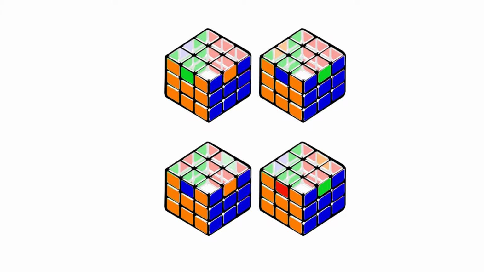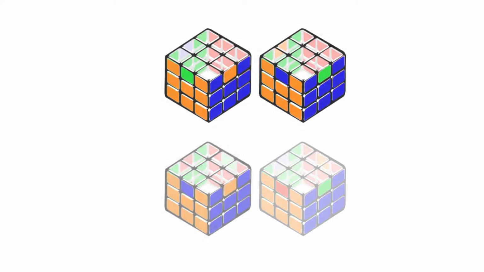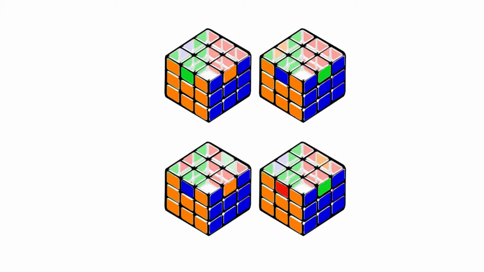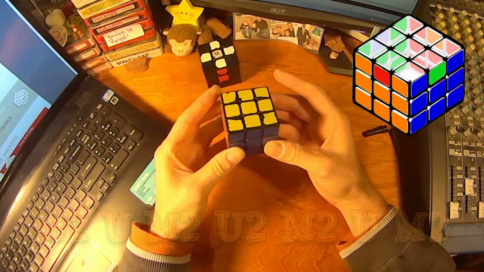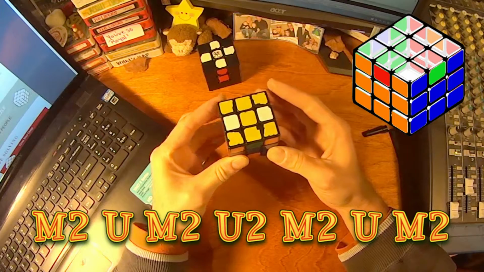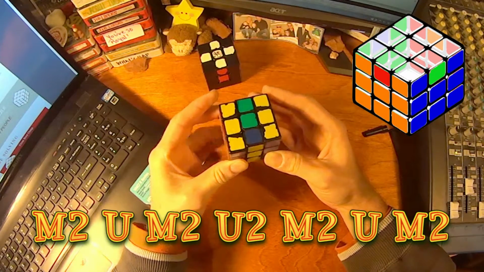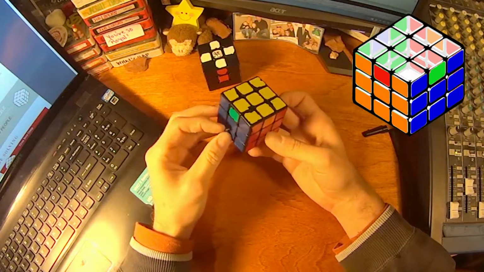So there are four algs that you'll need to learn, and they are the H perm, the Z perm, and two U perms. There's an A and a B version of the U perm. And I'll show you the algs that I use for each of these. So for the H perm, what I do is start with an M2, then U, then M2, then U2, then M2, then U, then M2. And so this is the H perm case.